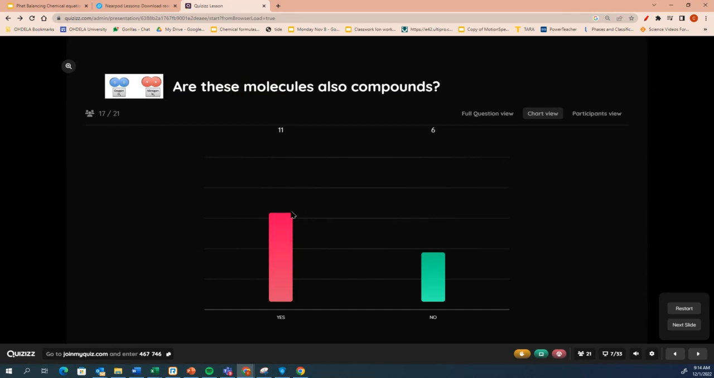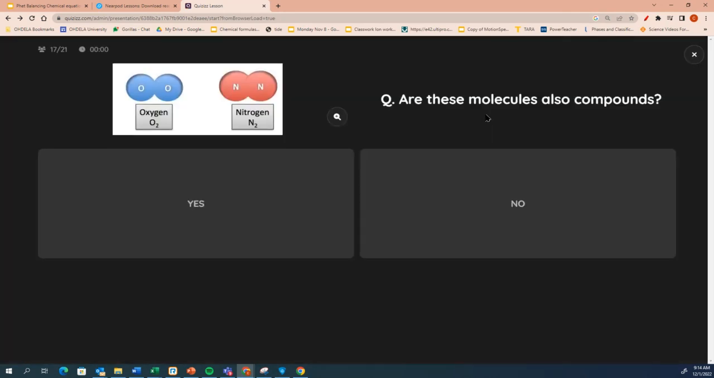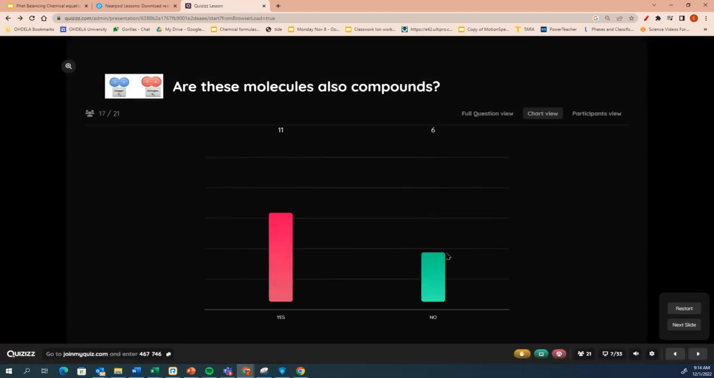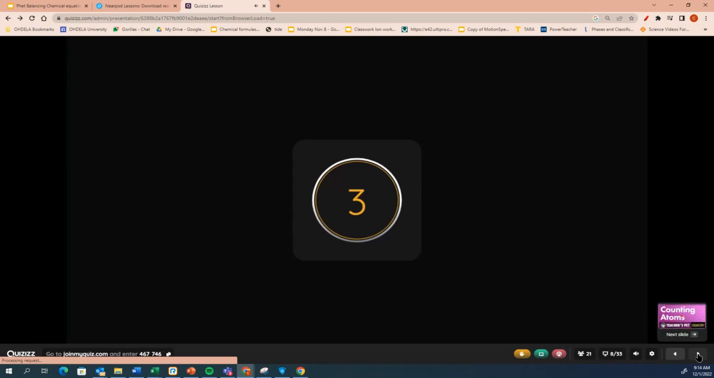Are these molecules or compounds? They are molecules. What was the question asked? Let me read. Are these molecules also compounds? Oh, I'm sorry. This is a no. They are not compounds. Sorry, I read the question wrong. The molecules, in order for them to be a compound, they have to have at least two different elements. So it's not the same thing. I'm glad we went over this.